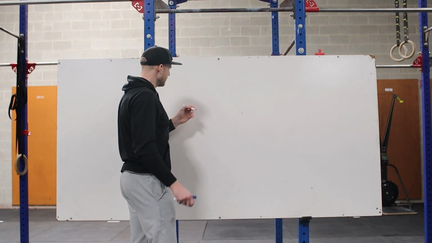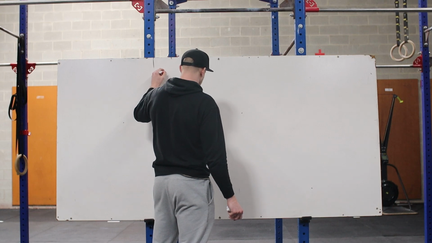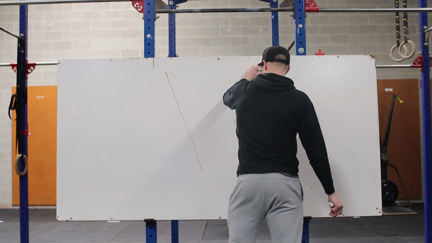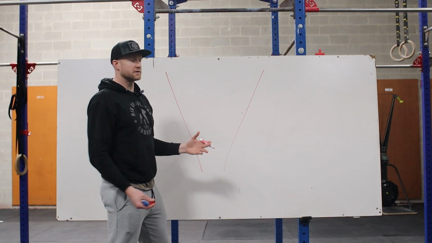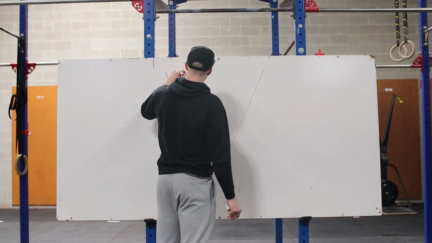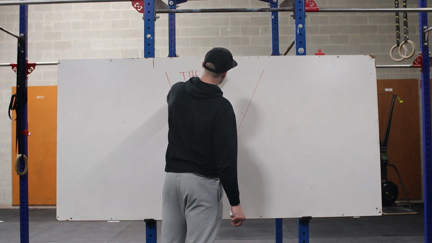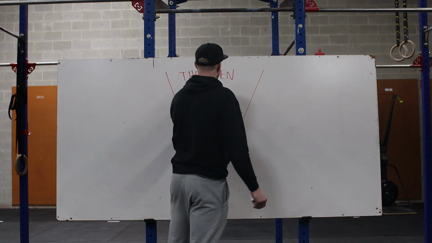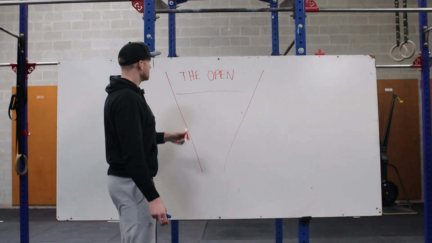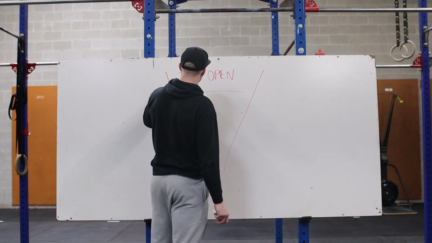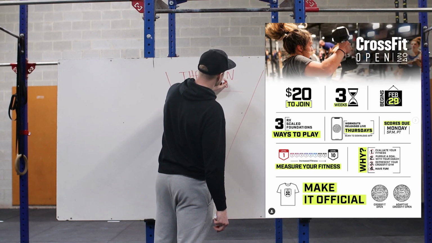So every CrossFit Games season starts with the Open. Anyone and everyone, so we'll make a little funnel here, can compete in the Open. You just have to sign up. So we've got the Open. And so that's what we just did here at Big Shoulders. We call it the Dallas Cup. It's 3 weeks. It's 1 workout per week, so it's 3 workouts.